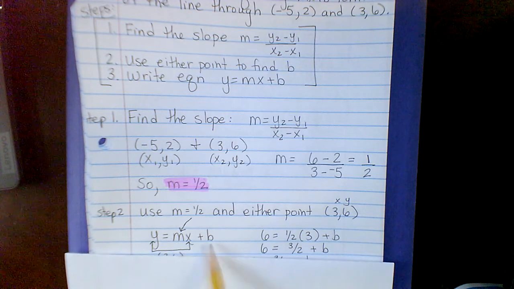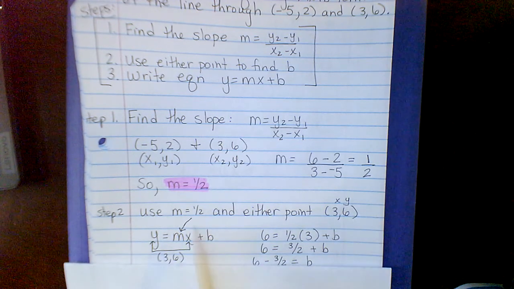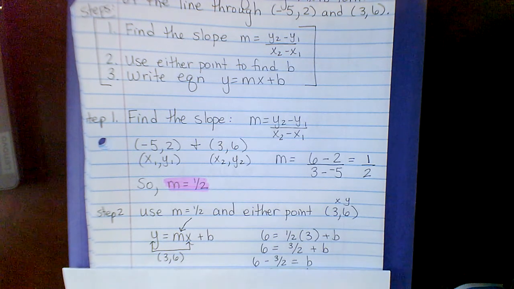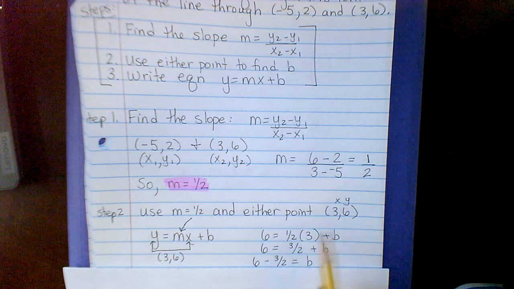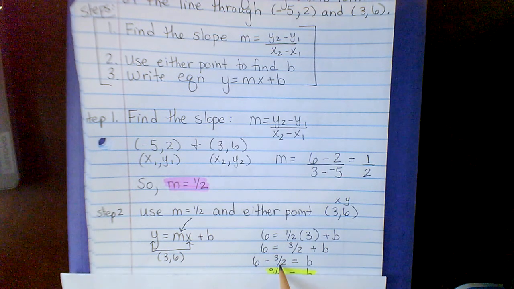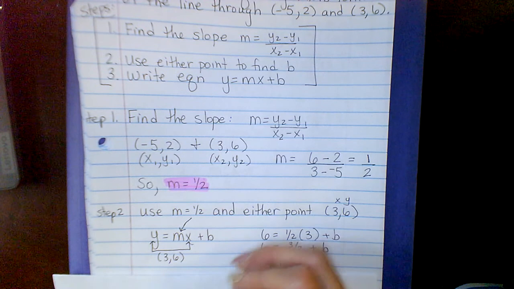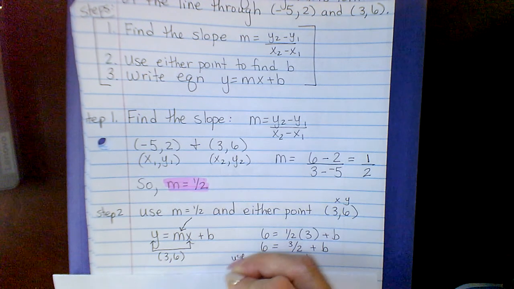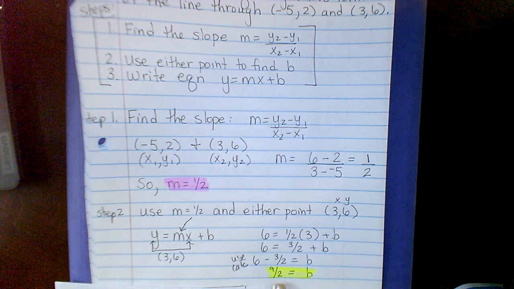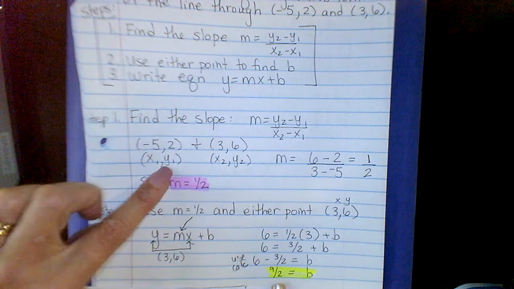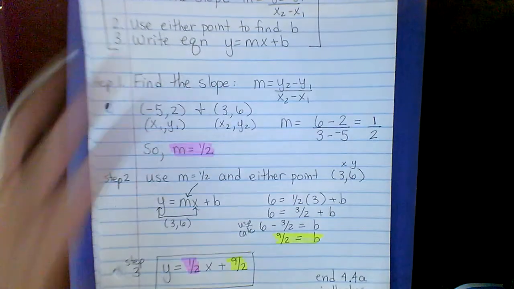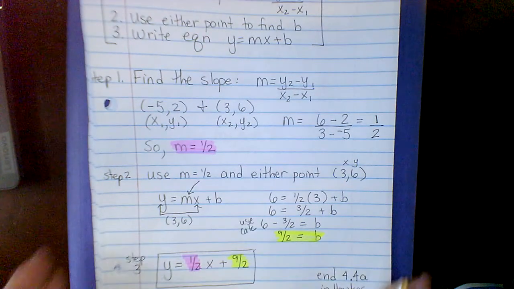All right, y equals mx plus b. I'm going to plug in for x, y, and m. And I get this equation. So 3 times 1/2 is 3/2. Subtracting 3/2 from both sides. You can use your calculator for that computation. And I get b equals 9/2. Now, the pink and the yellow together are going to give me my final answer.